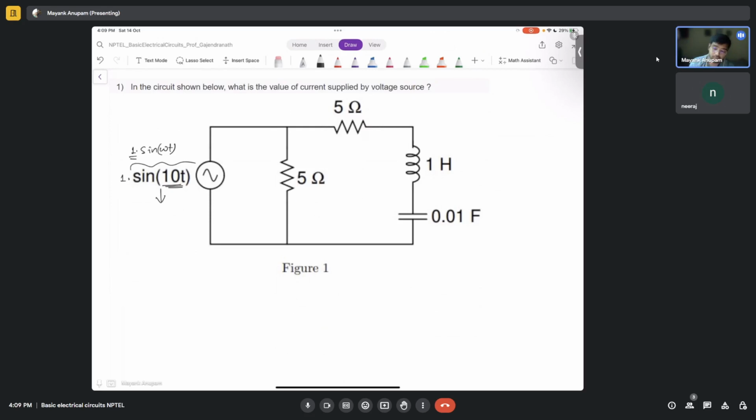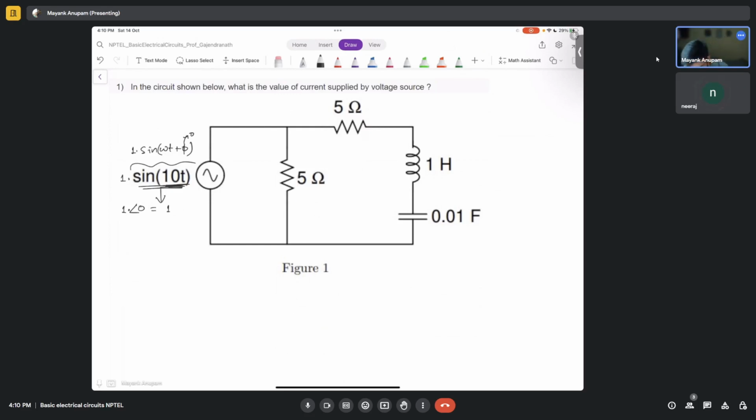Now, when we replace a source with its phasor representation, we only retain the magnitude, which is 1. Then there is an angle associated with that magnitude, which is supposed to be phi, the extra phase lag or lead in the voltage source. But since this phi here is 0, the angle is 0. So I may as well simply write it as 1, because 1 angle 0 is simply 1.